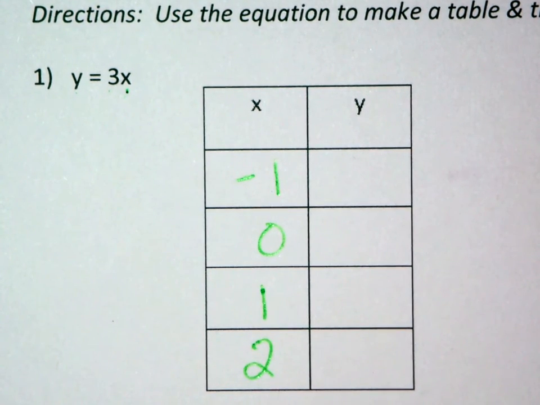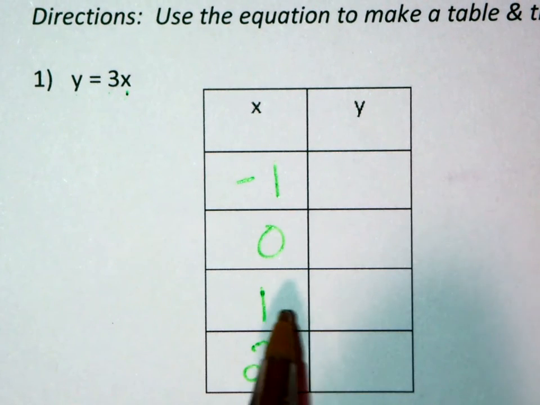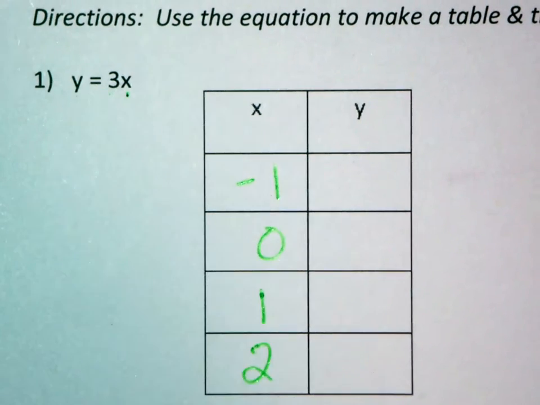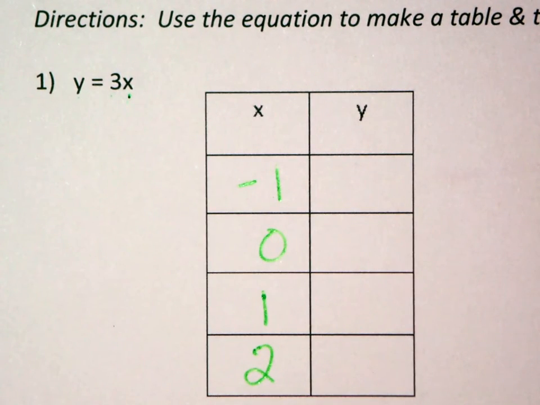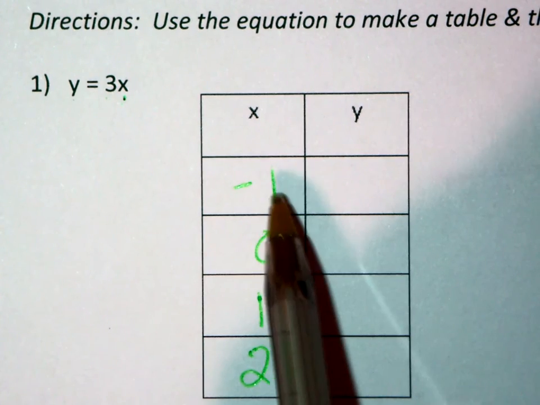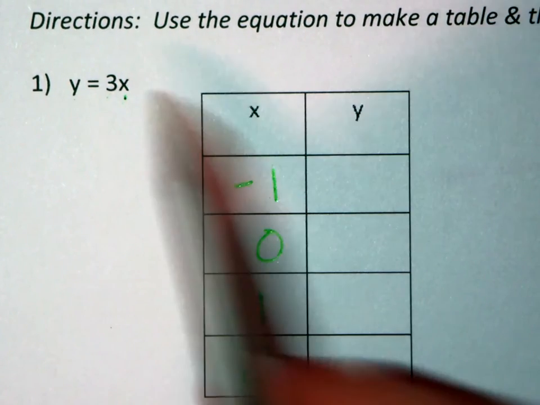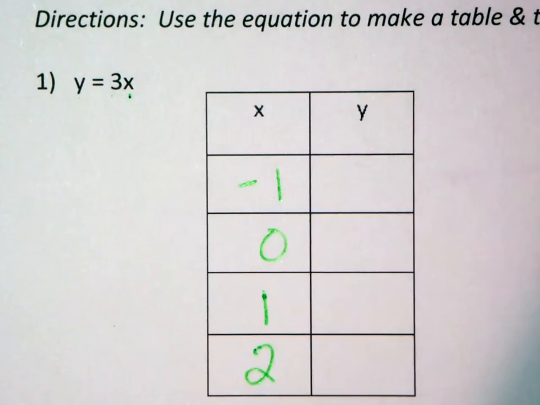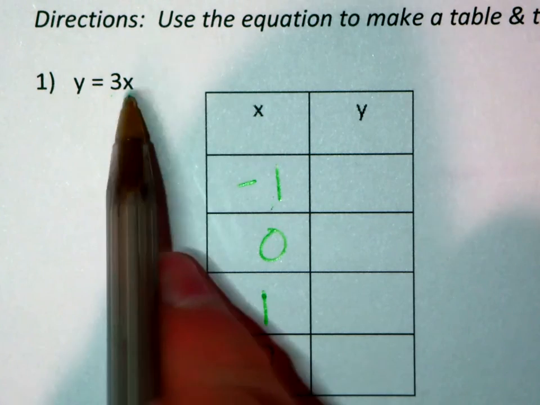Now, since we know that all of these graphs are proportional, I could have just as easily done -2, -1, 1, 2. Because any proportional graph is going to go through the origin of our coordinate plane. But since I've used the values -1, 0, 1, and 2, I'm first going to plug each of these x values in to find out what my output becomes when I input a -1 for my x value.